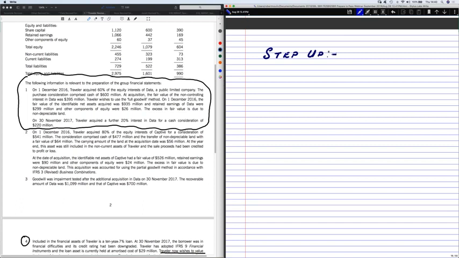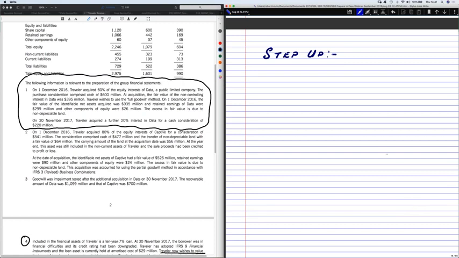Now, remember what is happening. We've got a step up, and literally we've got a transfer of net assets and goodwill from the NCI to the group. Net assets and goodwill. Now, let's think about the figures that we need at the point of this change. What figures do we need at the point of the change? Let us think about it.